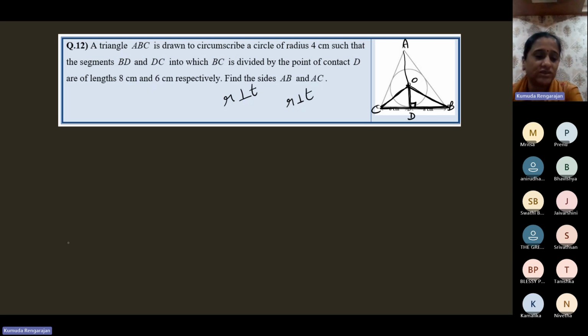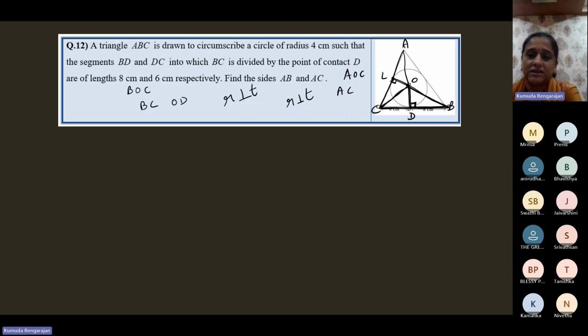So for triangle BOC, BC is the base and OD is the altitude. Like this, for the other two triangles, you need to identify the base and the corresponding altitude. So for triangle AOC, if you take AC as the base, you know that AC is a tangent to the circle. Let's say this is the point of contact. Join the point of contact to the center. You know that this is 90 degrees by the theorem, and that is the corresponding altitude.